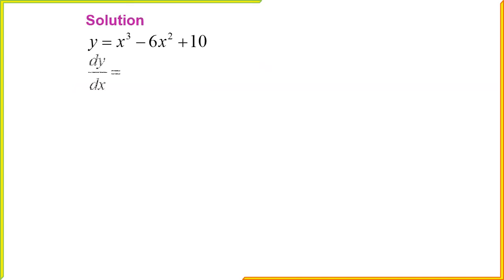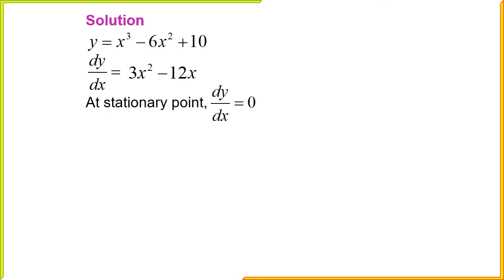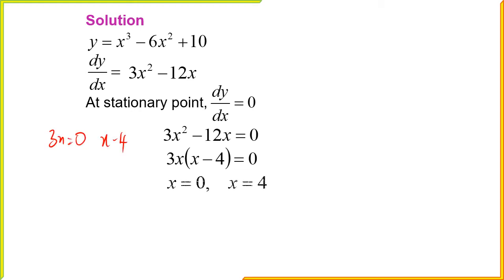Now let's start with finding the stationary point. We need to find dy/dx first. Differentiating both sides, we get 3x squared minus 12x. Then we equate dy/dx to 0. Factorizing out 3x, we get x minus 4 inside the bracket. One factor is 3x equals 0, another is x minus 4 equals 0. So we have x equals 0 and x equals 4.